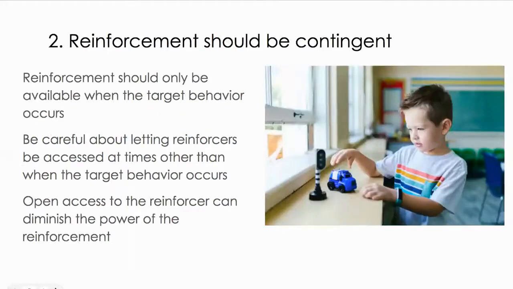So number 2, reinforcement should be contingent. Basically, reinforcement should only be available when the target behavior occurs. Be careful about letting reinforcers be accessed at times other than when the target behavior occurs. Open access to the reinforcer can diminish the power of the reinforcer.